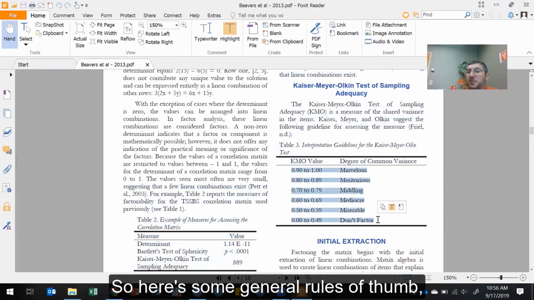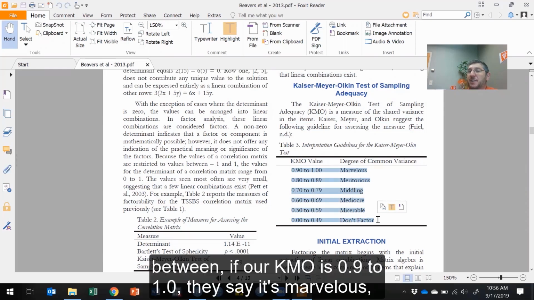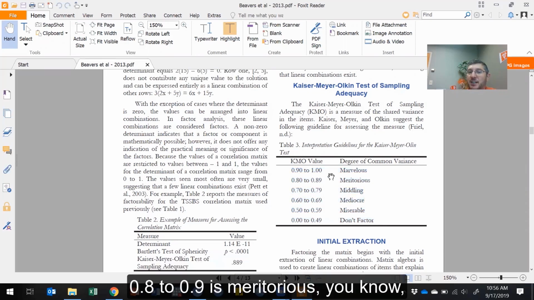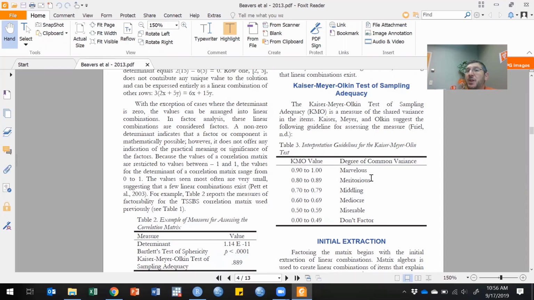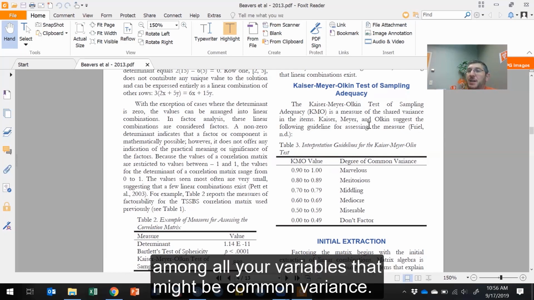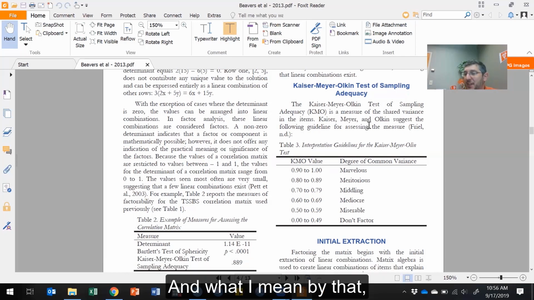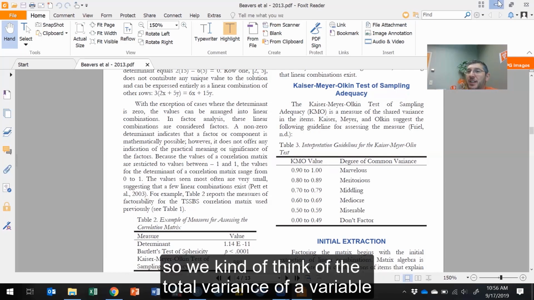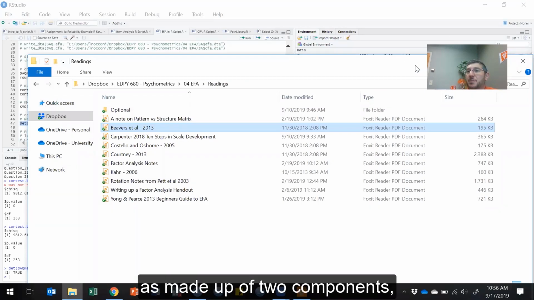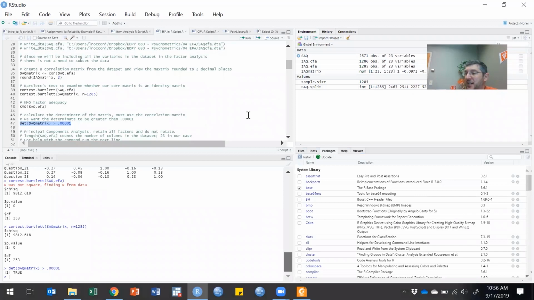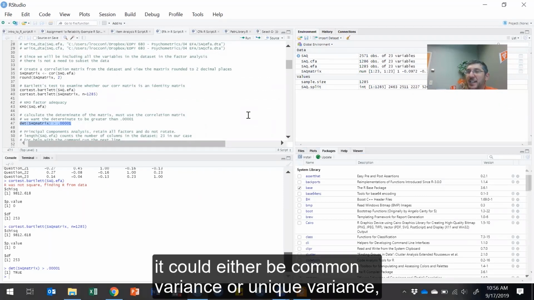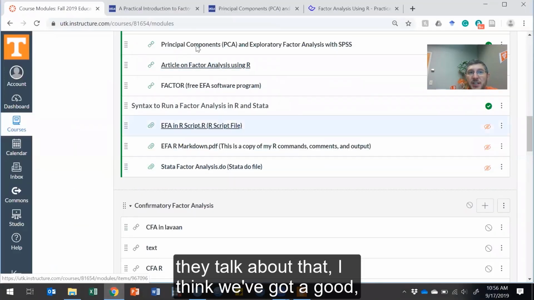Here's some general rules of thumb: if our KMO is 0.9 to 1, they say it's marvelous. 0.8 to 0.9, it's meritorious. It's just a way to suggest the proportion of variance among all your variables that might be common variance. And what do I mean by that? We think of the total variance of a variable as made up of two components. It could either be common variance or unique variance. They talk about that. Okay, good.